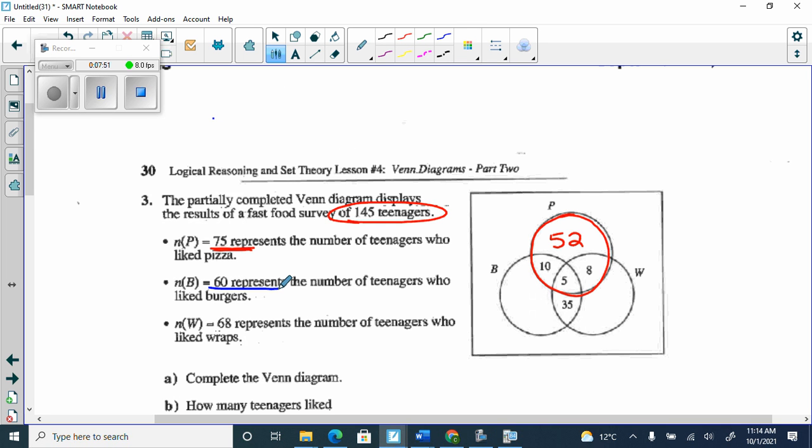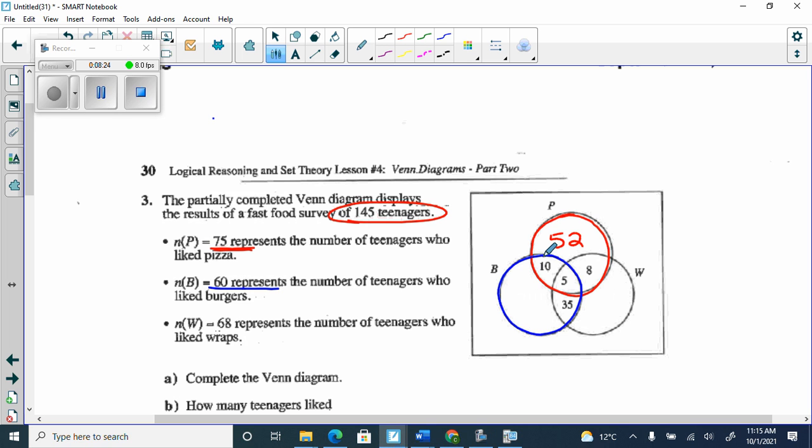Then we have 60 that like burgers. So in here, I should have 60. There already are some people in here. Why are there already people in the burger circle? Because they like burgers, but they just also happen to like other things. They might just like wraps and burgers, which is 35 only. Or they might like burgers and pizza only, which is 10. Or they might like all three, which is 5 people, right? But they still like burgers, don't they? They just happen to like other things. They're just not as picky as these people in the burger only category, right?